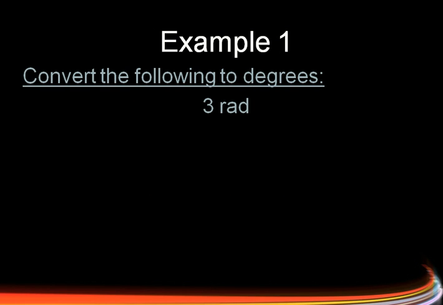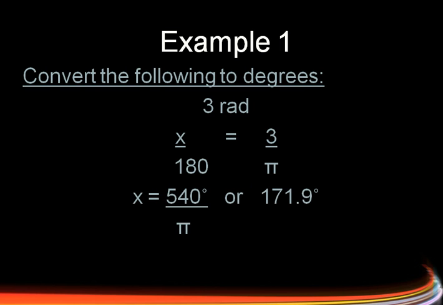So let's convert the following to degrees. 3 radians. So in this example, I'm given radians, I need to find degrees. So I use my equation that I showed on the previous slide. X over 180 would be equivalent to 3 divided by pi. A quick cross multiplication and I get 540 over pi. Or if we're looking for the decimal answer, 171.9 degrees.